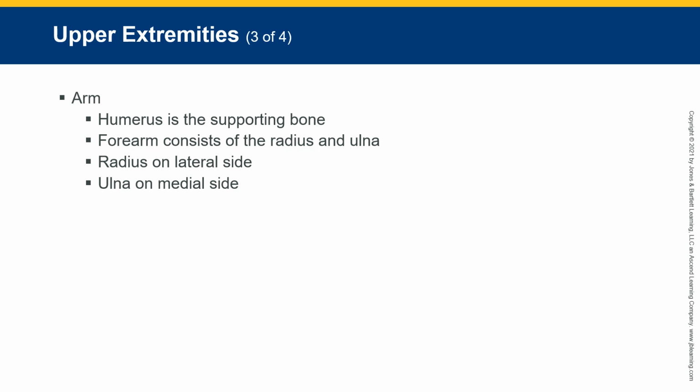The arm is part of your upper extremities. The humerus is the supporting bone. The forearm consists of the radius and ulna. Radius is on the lateral side, and ulna on the medial side. A good way to remember it: radius goes to your thumb, ulna goes to your pinky.